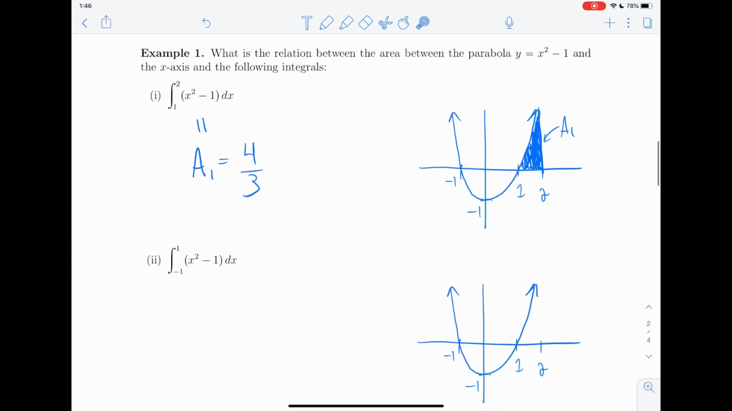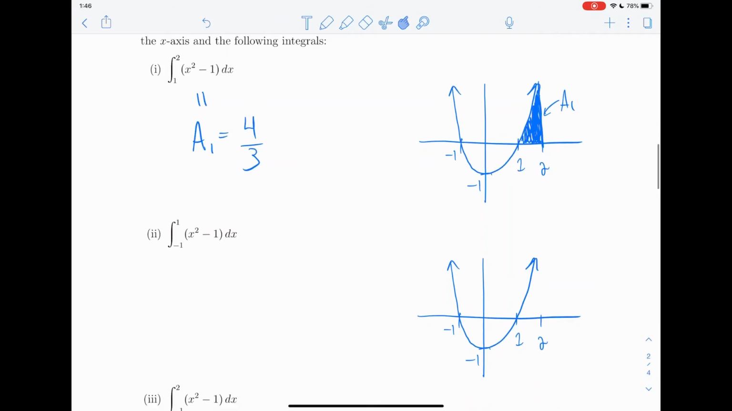Whereas, if I wanted to compute the area, the integral of the same function, but from -1 to 1, that is going to be this region down here. Same picture, but different shading. What you'll notice is that here, the function is negative. So what that means is this area is going to be negative.